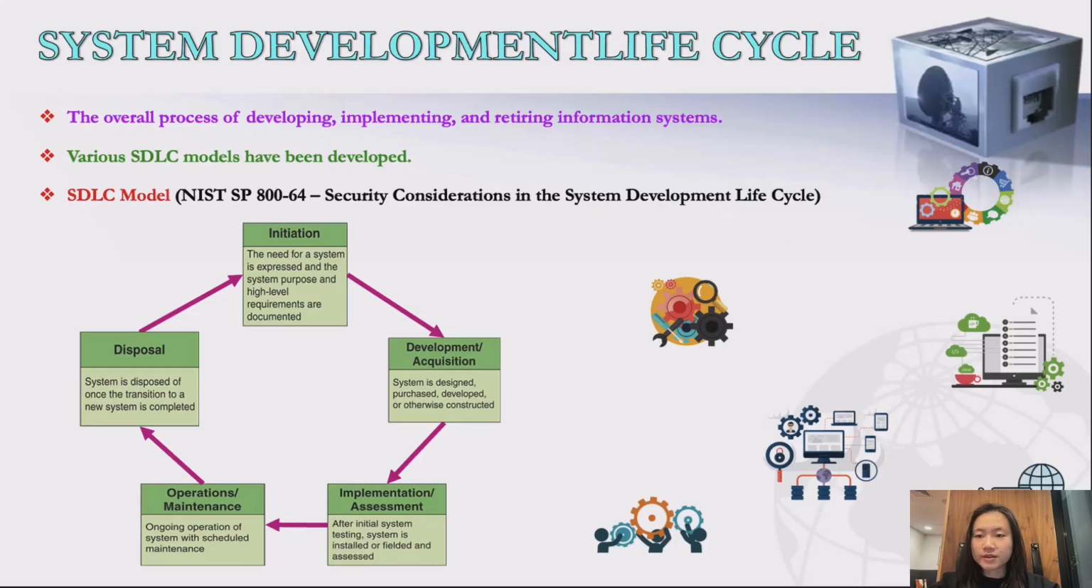The system development lifecycle is the overall process of developing, implementing, and retiring information systems. Various models have been developed to guide the involved processes, and some methods work better than others for specific types of projects. The following figure on the slide shows the stages of the system development lifecycle model that is defined by the National Institute of Standards and Technology special publication.